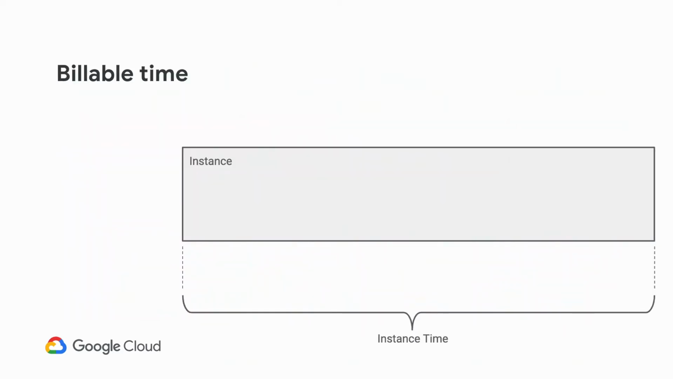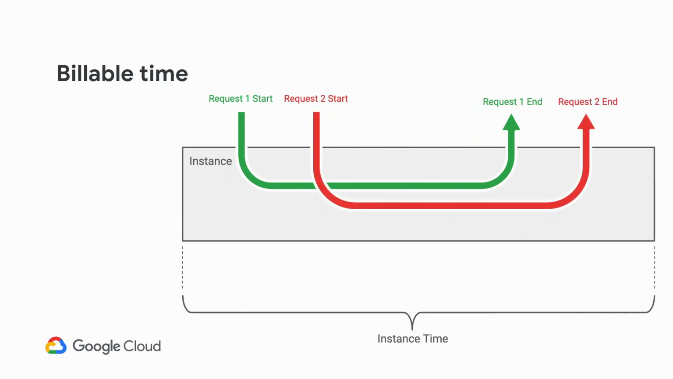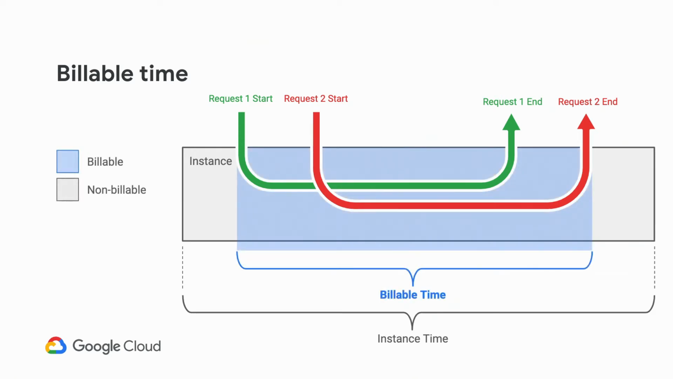Right, so let's look at how billing would work. Let's say you get one request and then that request ends, and then you get a second request and that request ends slightly later than the first one. So you would be paying for the time from the first request start to the end of the second request. Does this make sense? Okay.